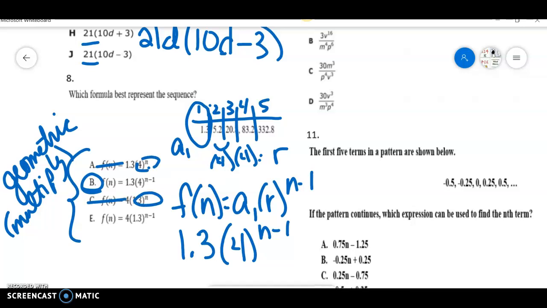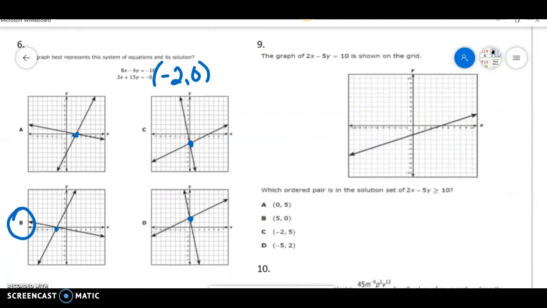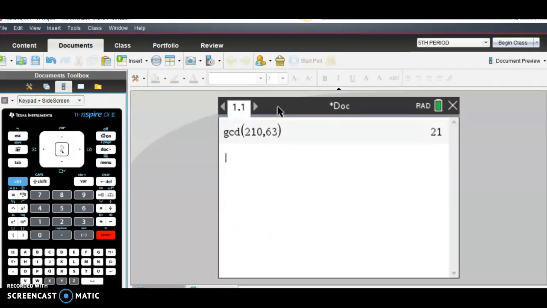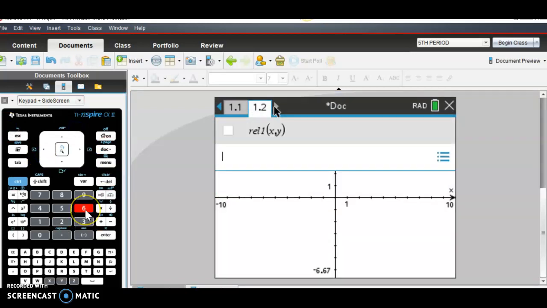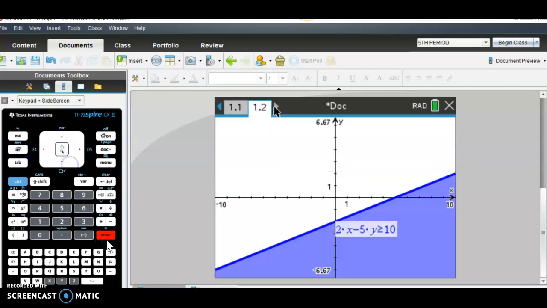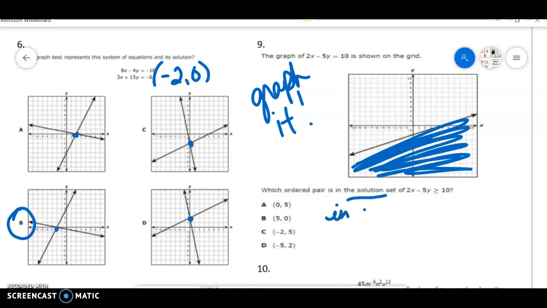If you look at number 9, when we graph this, this is one you definitely want to use the calculator for, because they're giving it to you as an inequality. So we need to make sure that we are graphing this. When you put it into your calculator, it's an inequality, so we're going to hit back and hit relation, because it is not an equation. 2x minus 5y is greater than or equal to 10. You can see it is shaded down here on the bottom. So I'm going to go ahead and shade mine. And then remember, your solution set is in the shaded region.